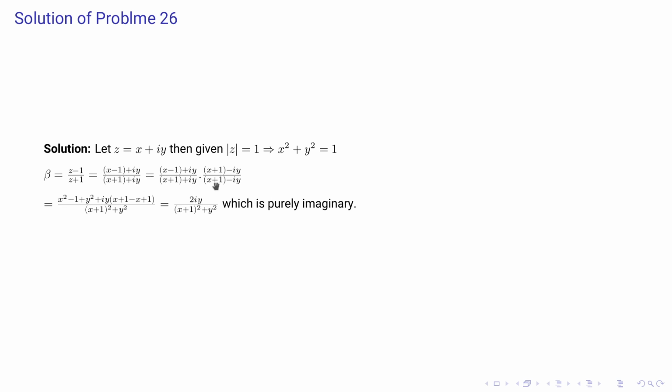Now we multiply and divide this with x plus 1 minus iy, and x plus 1 minus iy in the denominator here as well. So upon multiplication and simplification, we get this as 2iy by (x plus 1) whole square plus y square. Here x square plus y square is 1, so that 1 will get cancelled with 1. That means we will be left only with this term. So you can see that this is purely imaginary.